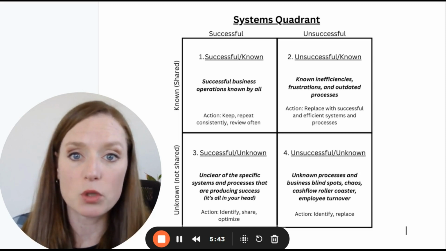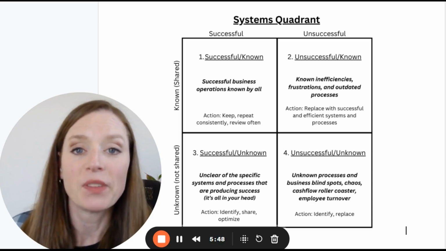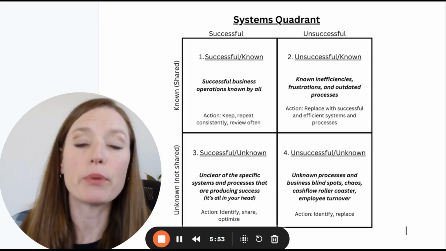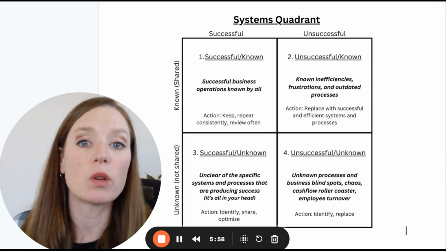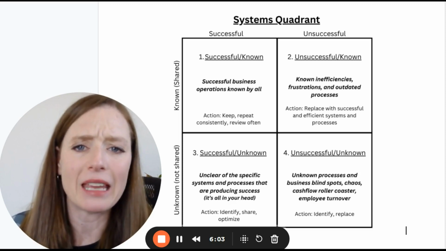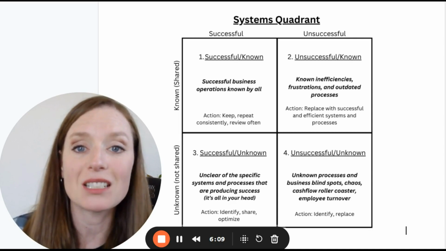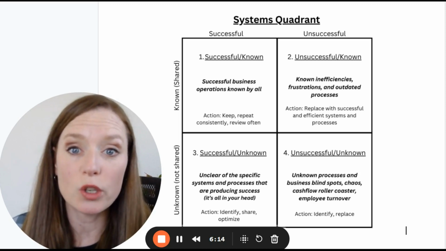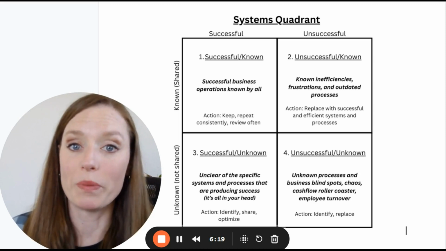Now, this is my systems quadrant. This is the idea behind putting business systems into place. You see, there are four different types of systems. And most of the time, people don't realize that there are four types of systems. And so they end up focusing on one type and ignoring the other three and not really making a difference in their business. So I'm going to walk through all four of these different types of systems to help you pinpoint exactly what you need to do in your business and how you need to change those systems and processes to make your business a better business.